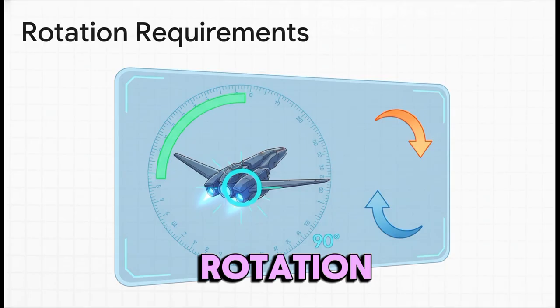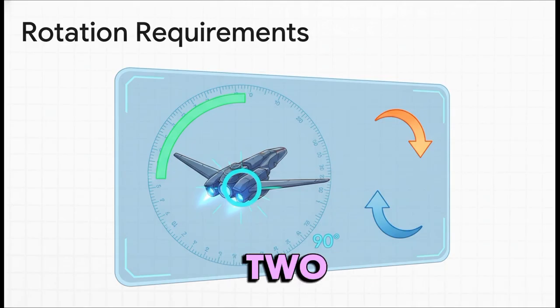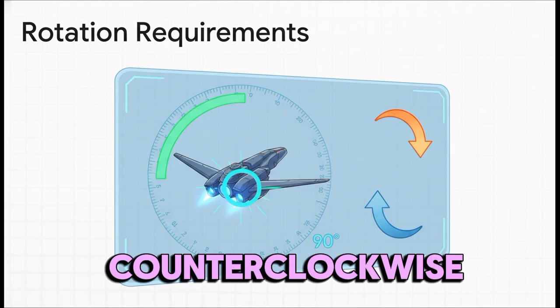Now, rotation, it's a little needier than the other two. To make a rotation happen, the computer has to know three things. First, what's the center point it's supposed to spin around? Second, what's the angle, like 90 degrees or 180? And third, which direction? Are we going clockwise or counterclockwise?